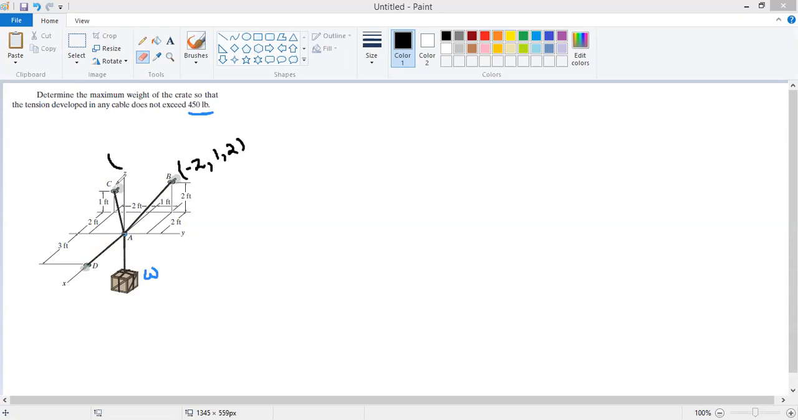As far as the coordinates of point C are concerned, in order to reach point C along the x-axis, we have to move 2 feet in the negative x direction, so this is -2. Along the y-axis, it is again -2, and along the z-axis it is 1 foot. Okay, so these are the coordinates of point C.